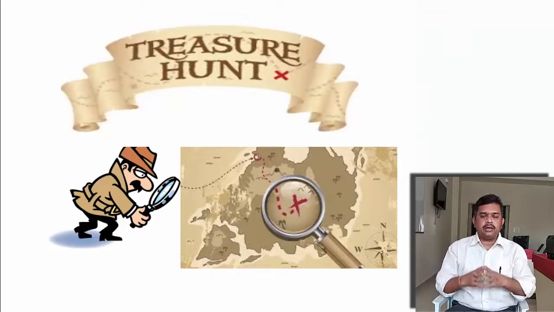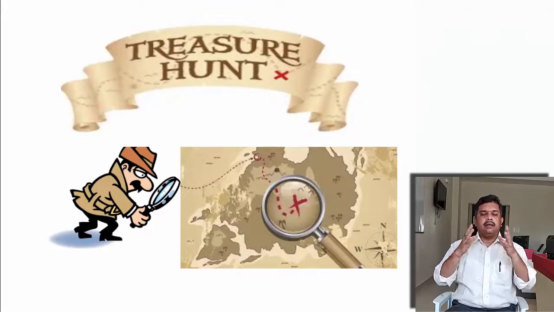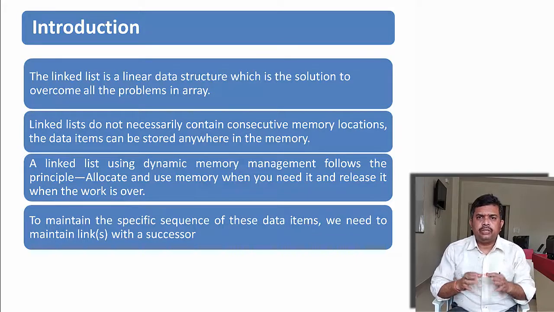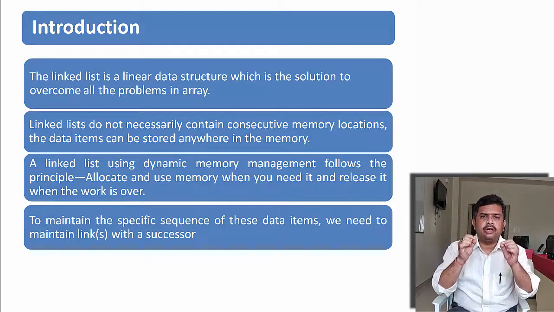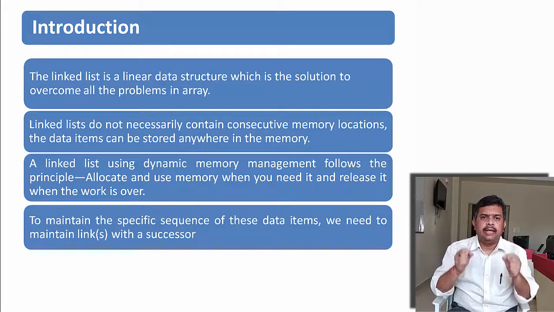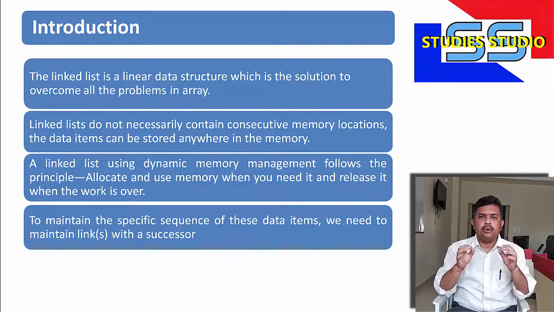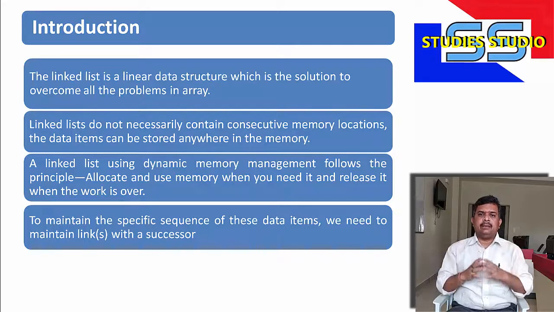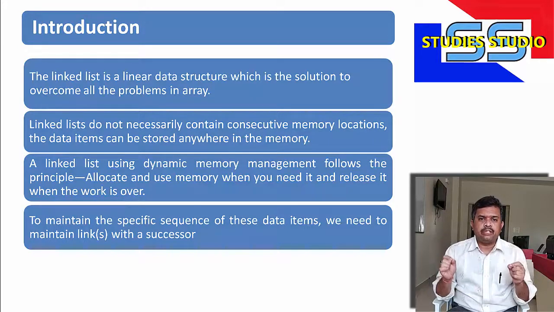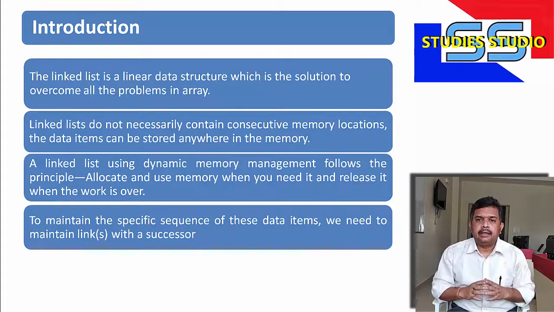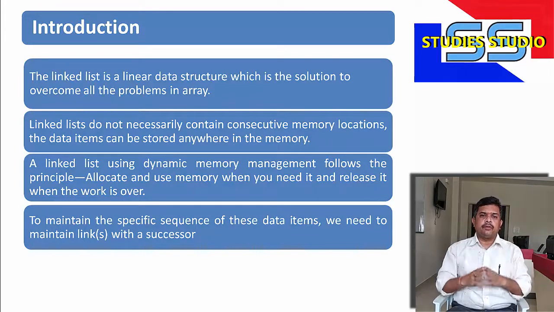So this is what we are going to do with our linked list. The linked list is a linear data structure which is the solution to overcome the problems in array. Linked lists do not necessarily contain consecutive memory locations, and the data items can be stored anywhere in the memory. A linked list using dynamic memory management follows the principle: allocate the memory when you need it and release it when the work is over.